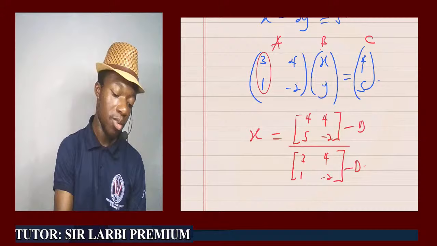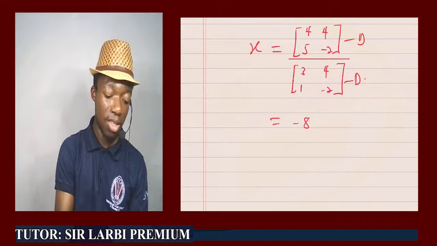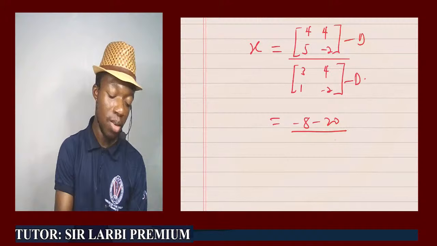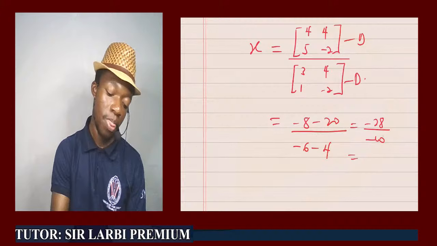So if I want to find the determinant for this, on top here, 2 by 4, I'm getting 8, compared with 20. So I'll have negative 8 compared with negative 20. Then divided by here, the same thing: negative 6 compared with 4. This was just random numbers I'm using. So you'll have negative 28 divided by negative 10, and I think you get positive 2.8 there.